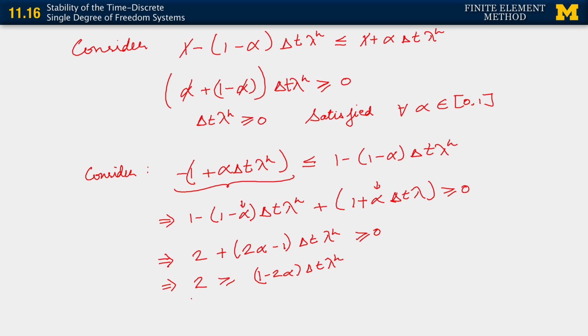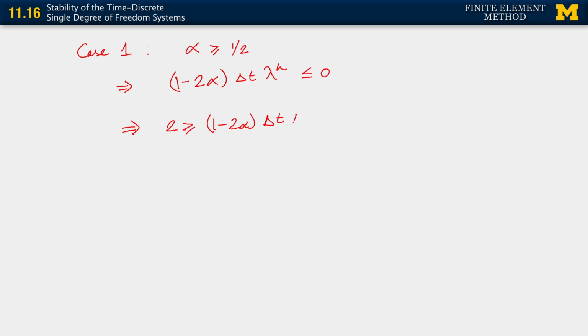Okay. Let's consider the following cases. Case 1. For case 1, let us suppose that alpha is greater than or equal to 1/2. When that happens, what that means is that 1 minus 2 alpha delta t lambda h is always lesser than or equal to 0, which implies that 2 is always greater than or equal to 1 minus 2 alpha delta t lambda h. This thing always holds unconditionally.